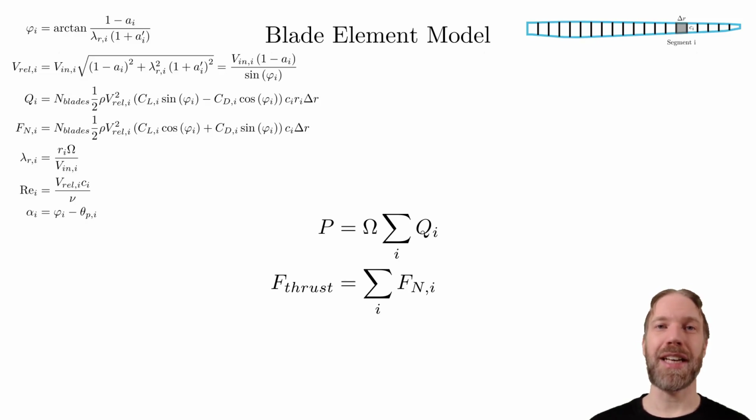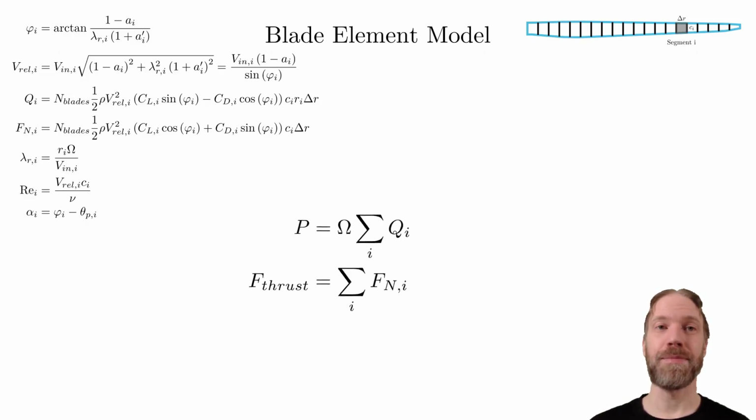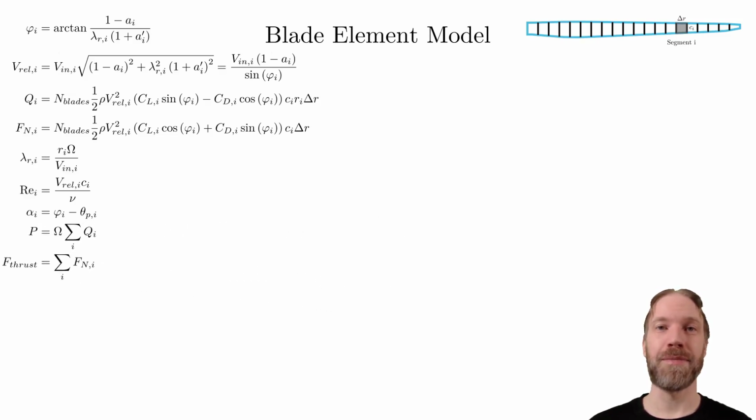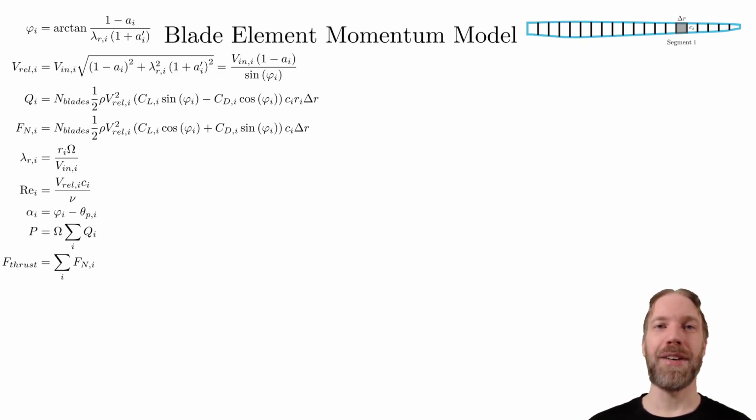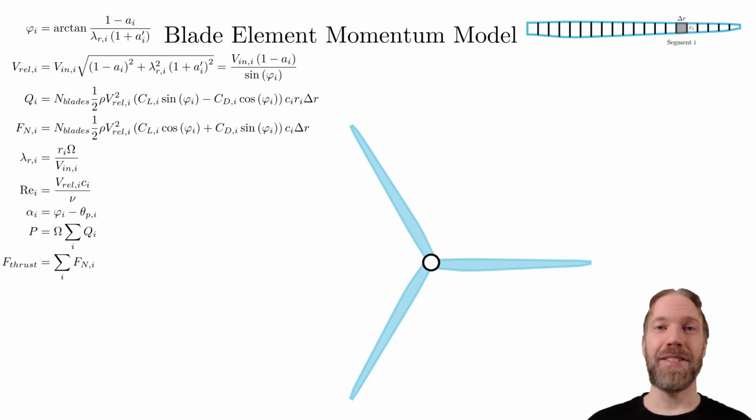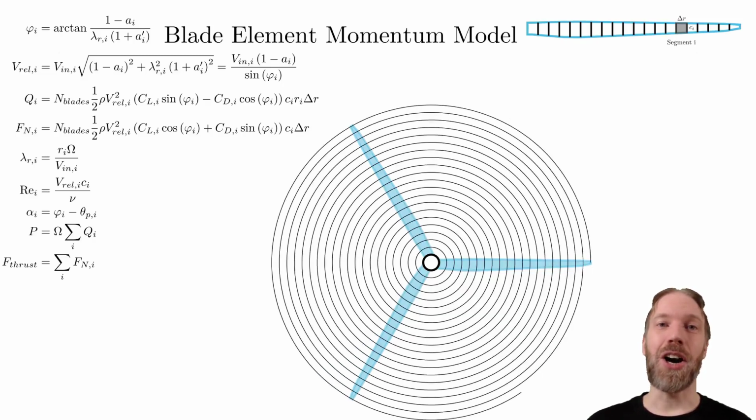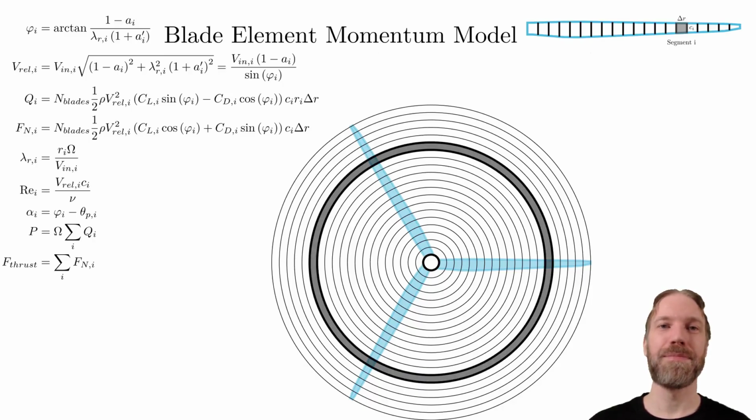Our current issue is that we need to know the induction factors. To calculate those, we are going to use the momentum equations we derived in the previous video. We do need to account for the blade segments though. Assume that you have a turbine with a given cross-sectional area. We will now divide this area into equal number of segments as we did with the blade. Now we are going to study the circular segment which contains our segment i on the blade.